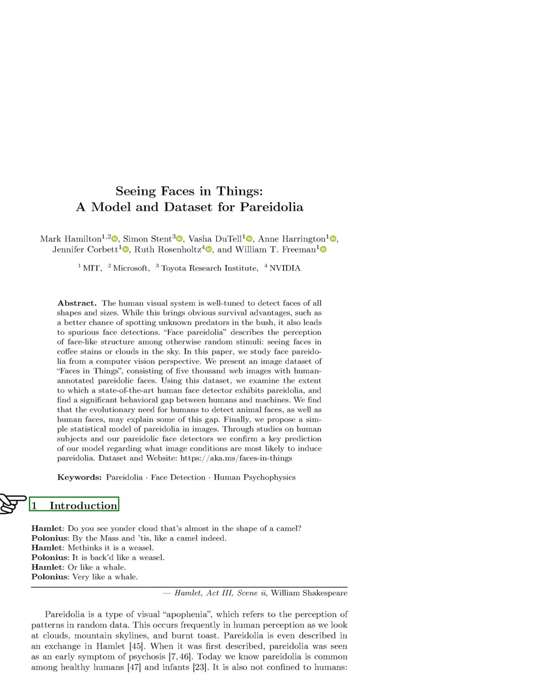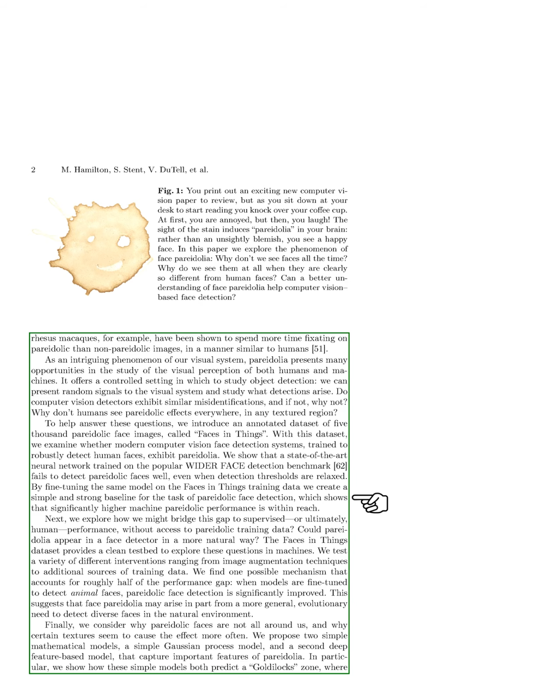Section: Introduction. In this section, we explore the concept of pareidolia, which is the tendency to see patterns, like faces, in random stimuli. This phenomenon is common in humans and even observed in animals, such as rhesus macaques. We recognize that pareidolia can serve as a valuable tool for studying visual perception in both humans and machines. To investigate this, we introduce a dataset called Faces in Things, containing 5,000 images of pareidolic faces.